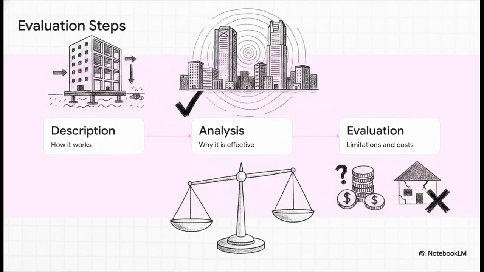You also need to completely nail the evaluation component. When an exam question asks to what extent, they are hunting for a balance sheet approach. First, describe the mitigation strategy. How do those base isolators actually work? Second, analyze it. Why is it so effective in a place like Tokyo? And crucially, Step 3, evaluate it. What are the limitations and costs? Is this technology just way too expensive for developing nations? A totally one-sided answer will always cap your marks. You have got to weigh the pros and cons.